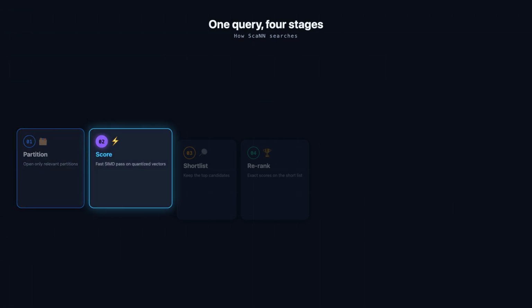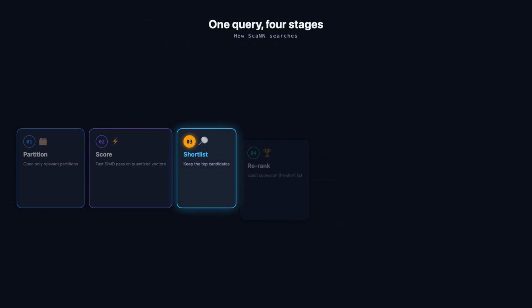Scoring comes next. Inside those partitions, ScaNN measures candidates using its anisotropic quantized vectors, and it does this with heavily optimized hardware instructions that crunch many candidates in parallel. This is the pass where all that care about preserving inner products finally pays off in ranking quality, because the compressed scores still order the results correctly.